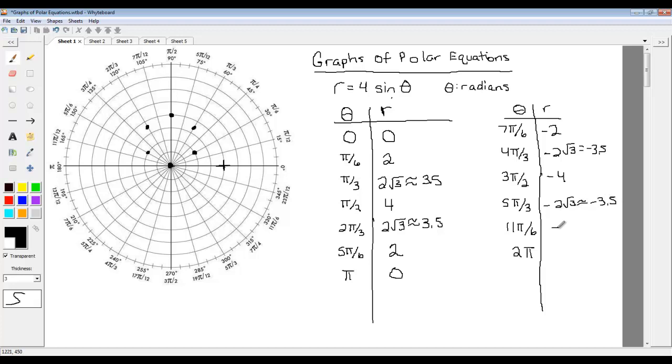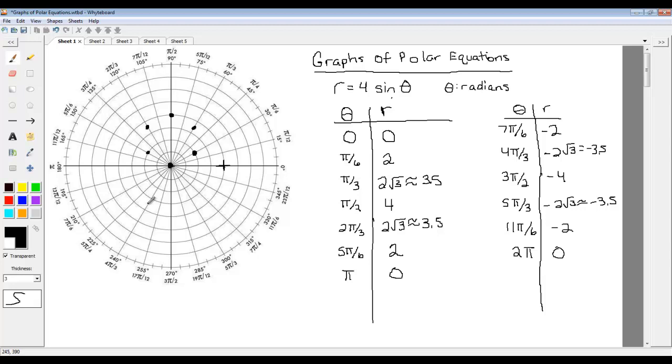11 pi over 6, we got -2. And then 2 pi, we got 0. Alright, let's go and plot those just to see what happens. Well, 7 pi over 6 is right here, but we got -2, which means we have to go opposite. We have to go across the pole and go 2 in the opposite direction. 1, 2. But lo and behold, we've already got a point there. So we don't need to do that one again.